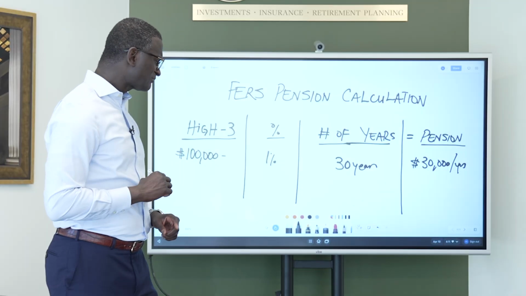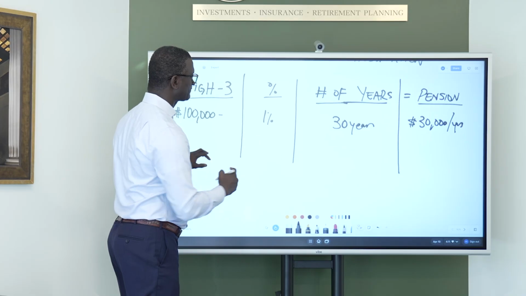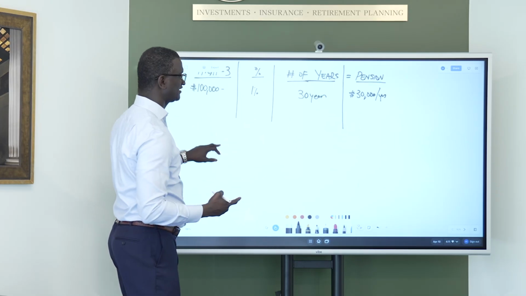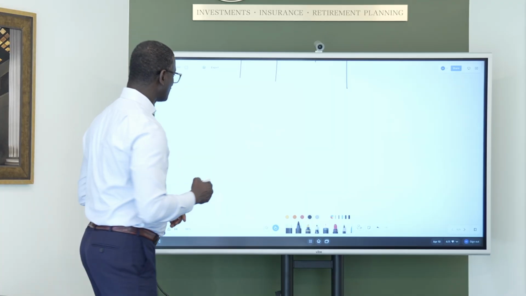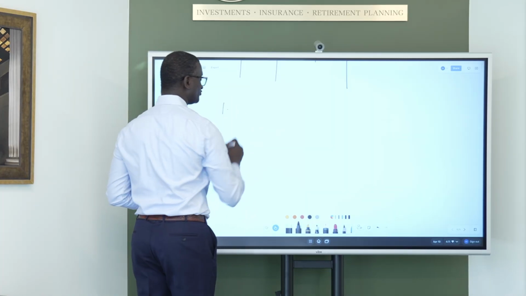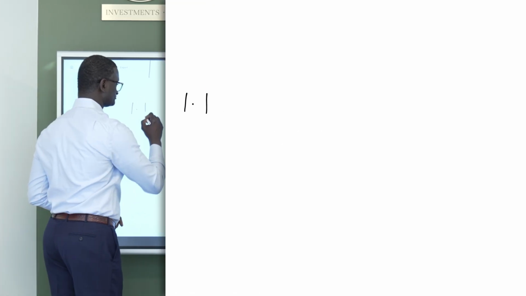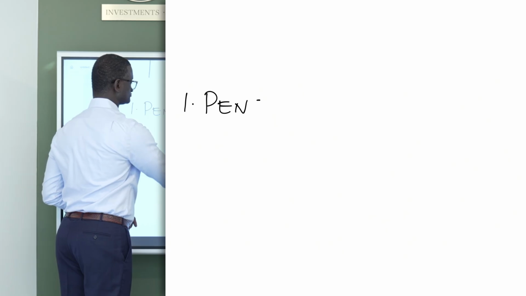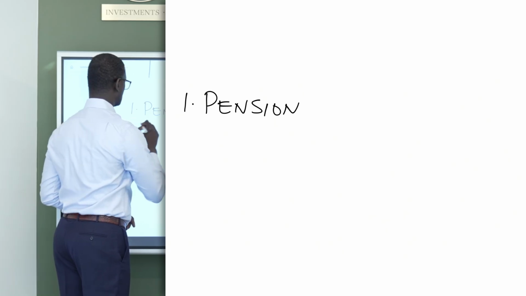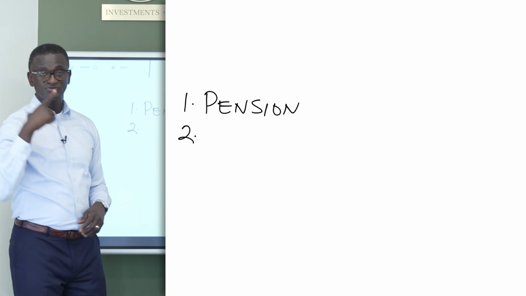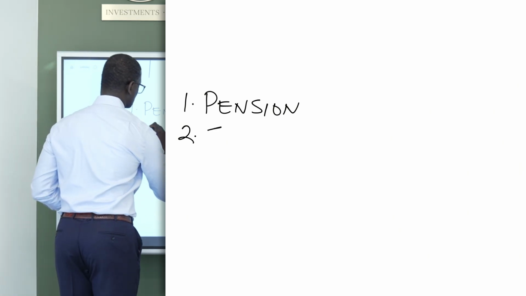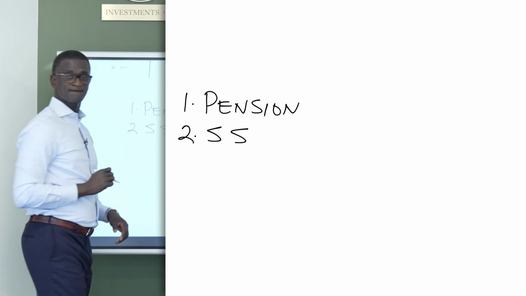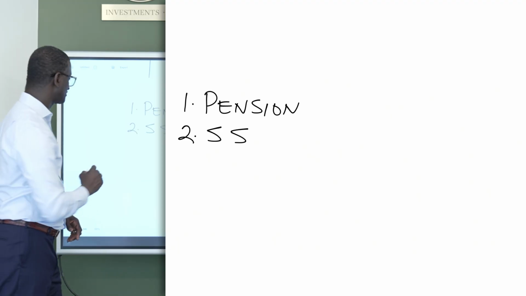Now, that's great. But what I want you to also think about is: what are the different sources of income in retirement? Now we know how your pension is going to be calculated. We have to think about, number 1, you're going to have what? You're going to have a pension. Number 2, what other source of income are you going to get? You are going to get Social Security. You can get Social Security coming in.